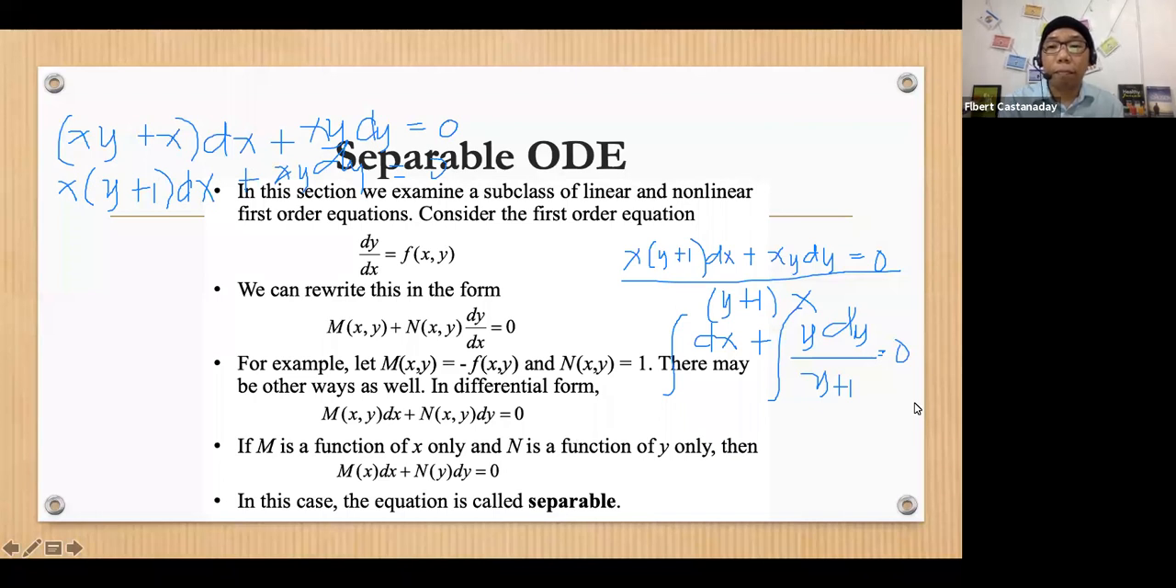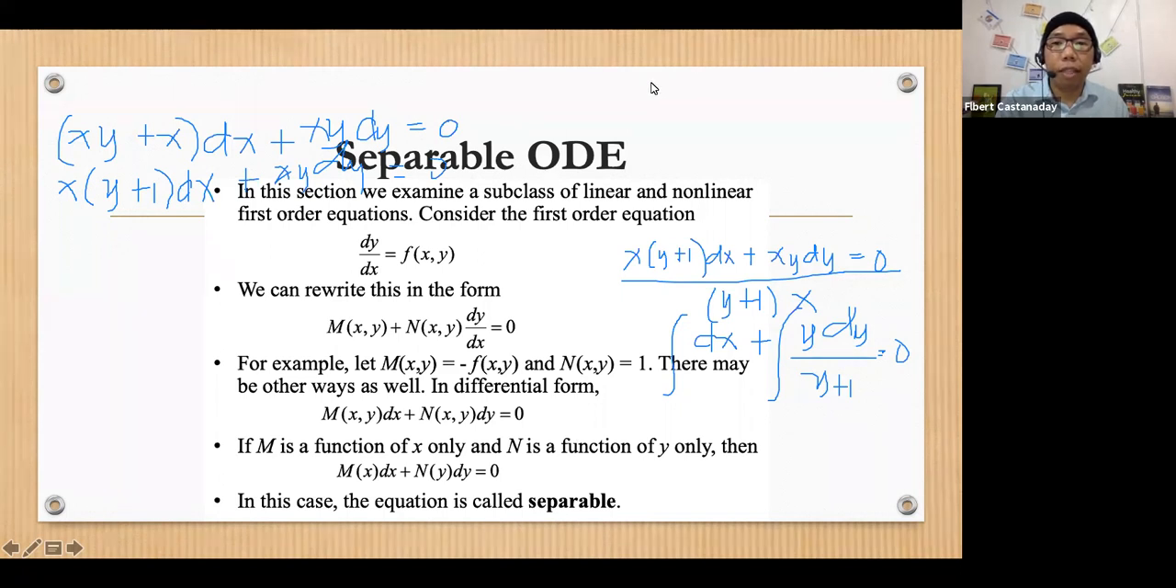Okay? Clear? So you just divide here. Any questions so far? We can proceed to the next slide if you don't have any questions. I think it's clear now, no? The separable DE, or variable separable, the separation of variables.